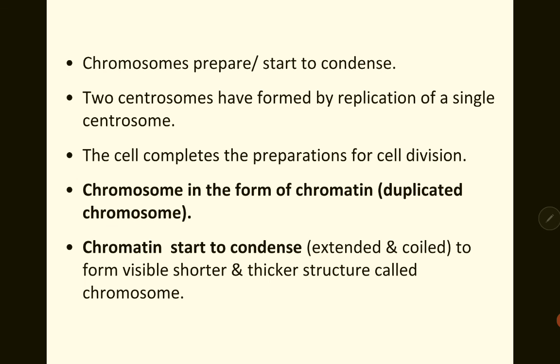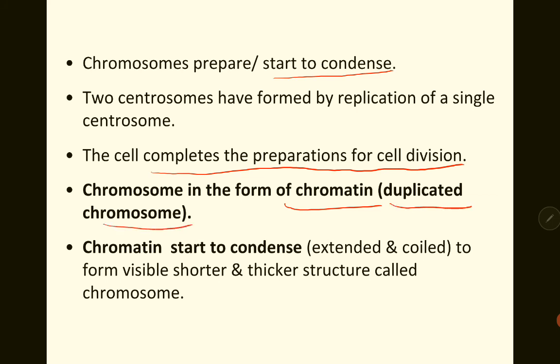Okay, so the chromosome starts to condense. Okay, start to condense. So the two centrosomes have formed by replication of a single centrosome. So the cell complete the preparation for the cell division. Chromosome in the form of chromatin, okay, which is duplicated chromosome. So now it is still in the chromatin form. They are not yet become thickened. So chromatin just started to condense. Okay, started to condense to form the visible, shorter and thicker structure called chromosome.